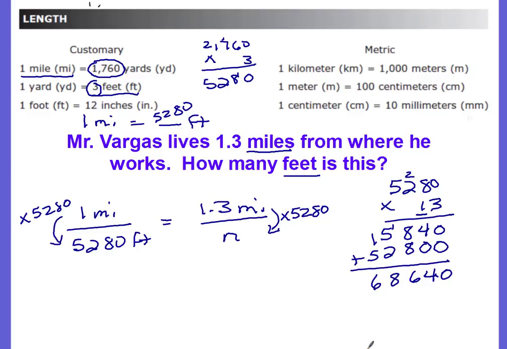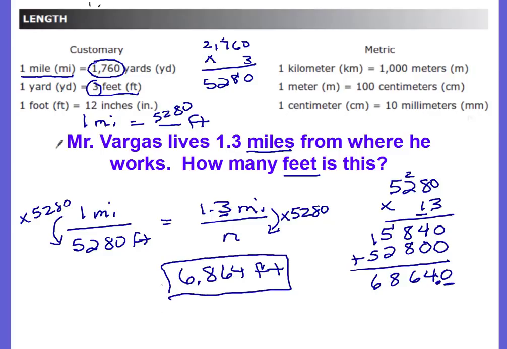But we're not quite done. Come back, we have 1 decimal place. So we need 1 decimal place in our answer. The decimal point goes there. So 1 3/10 miles is equal to 6,864 feet. And that is our answer. So we're going to solve the proportion, set it up and solve it just like we did in part 1. There's just a step that we have to do beforehand, this step right here.